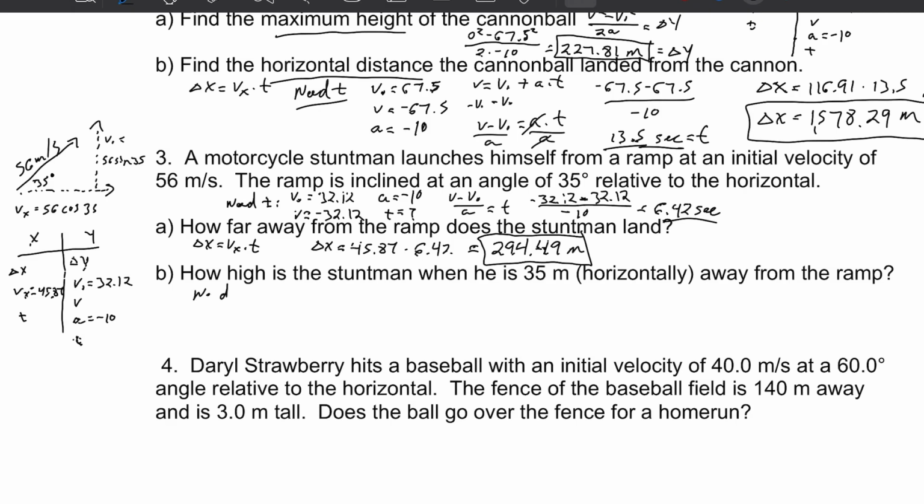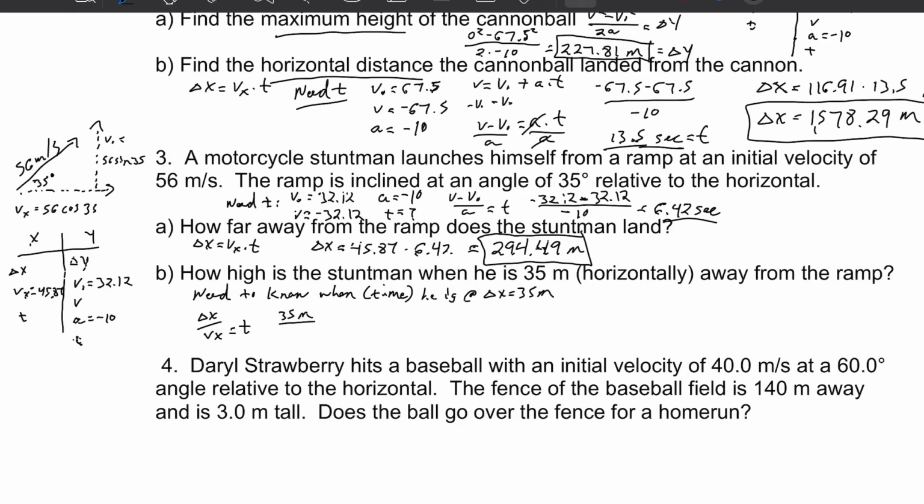Again, when he's 35 meters away, how long did it take him to get 35 meters away? And at that time point, we want to know what his delta y is. So first we need to know how long it took him to get 35 meters away. So when his delta x is 35 meters and he's traveling at 45.87 meters per second, let's figure out what that time point is. And then based on that time point, we're going to put that time into the y side and figure out what is the vertical displacement at that given time.